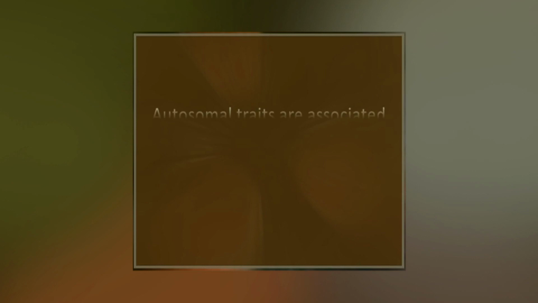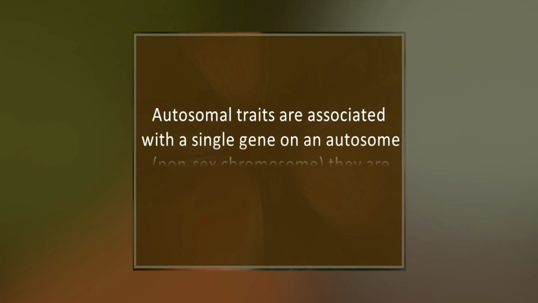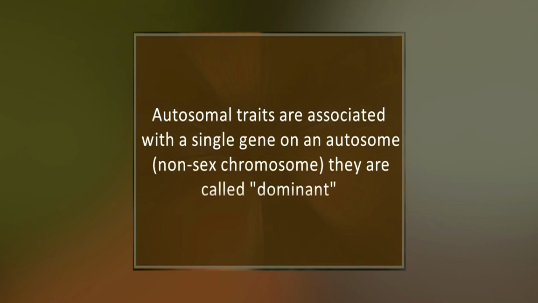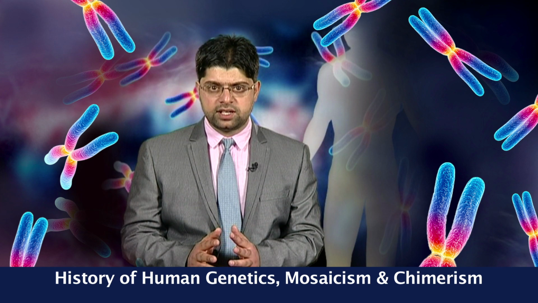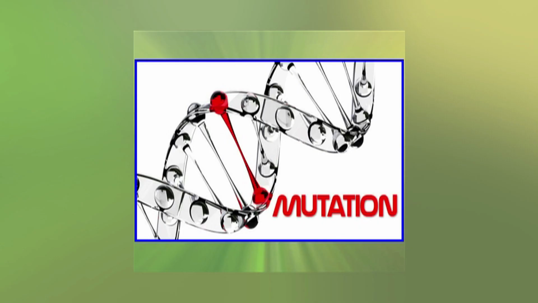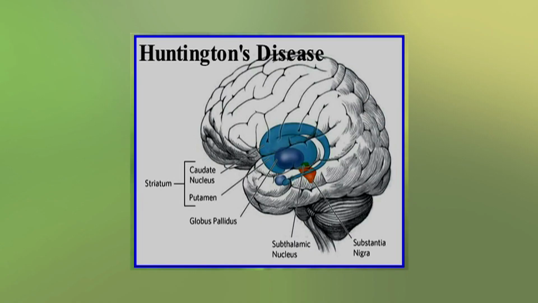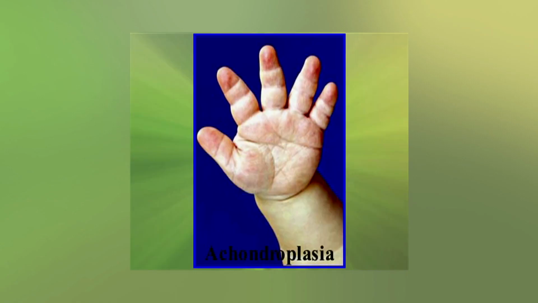Autosomal traits are associated with a single gene on an autosome, that is a non-sex chromosome. They are called dominant because a single copy inherited from either parent is enough to cause this trait to appear. This often means that one of the parents must also have the same trait unless it has arisen due to an unlikely new mutation. Examples of autosomal dominant traits and disorders are Huntington's disease and achondroplasia.